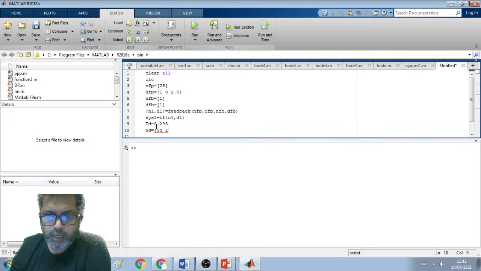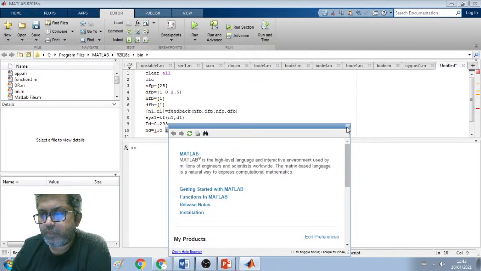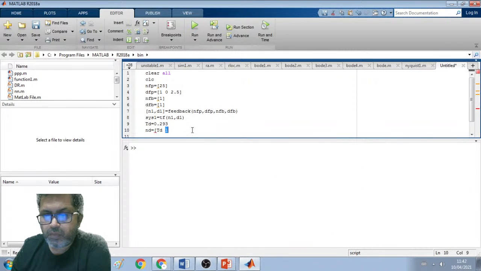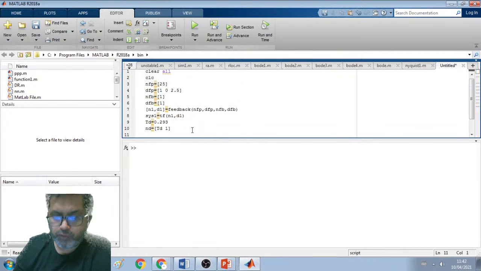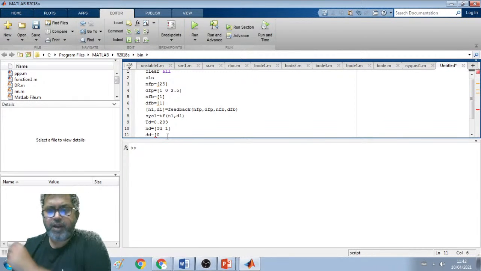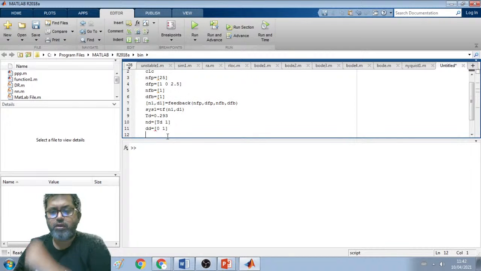So the numerator is [TD 1]. What was the denominator? That is for the derivative controller. The s term is 0, only the constant was there, divided by 1. So the s term is 0, constant is 1.